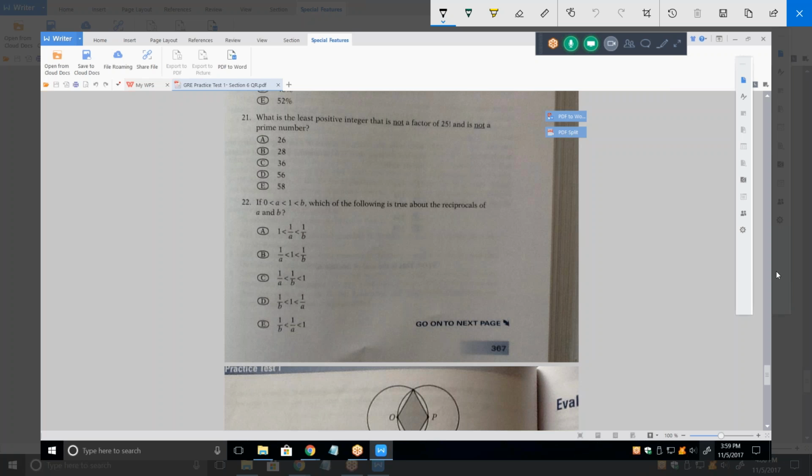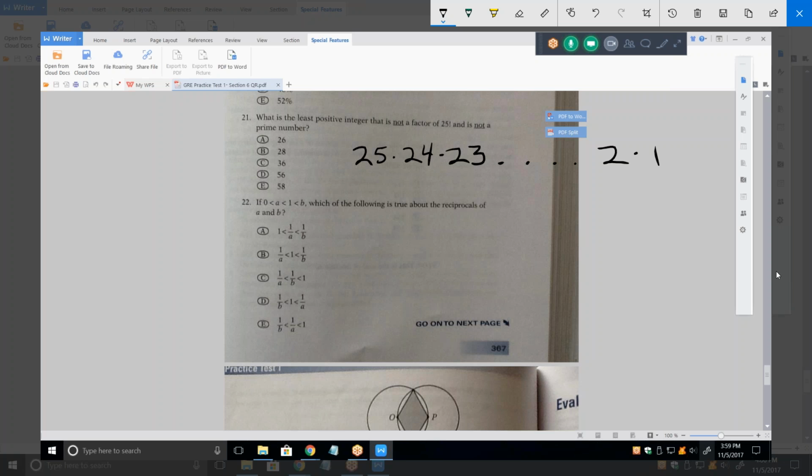Now, I'm going to write this 25 factorial like this. Dot, dot, dot, dot, 2. If you like, dot 1, although the 1 isn't necessary. Okay. What is the least positive integer that is not a factor of this and is not a prime number? Well, none of these are prime numbers. They're all even numbers. Therefore, unless one of them is 2, it's not a prime number.